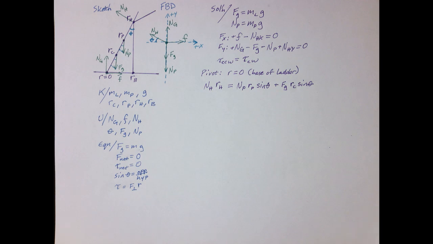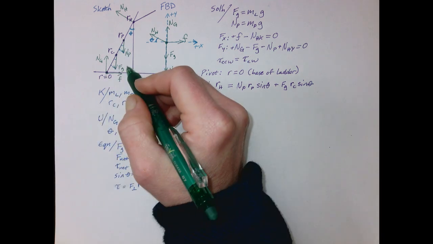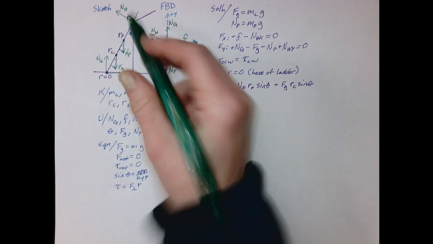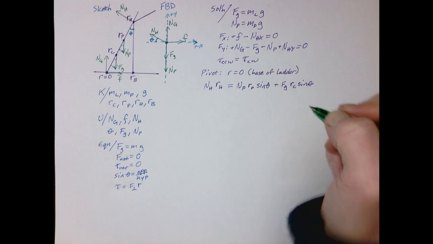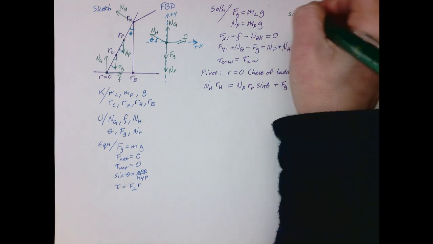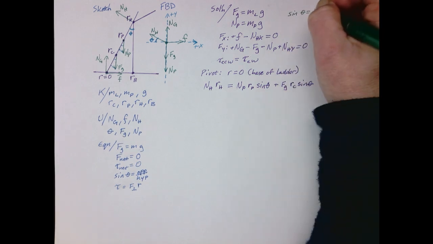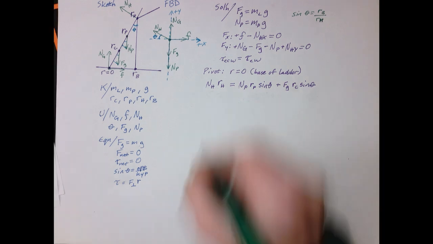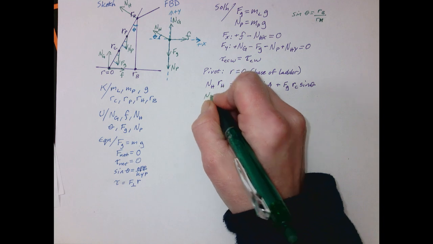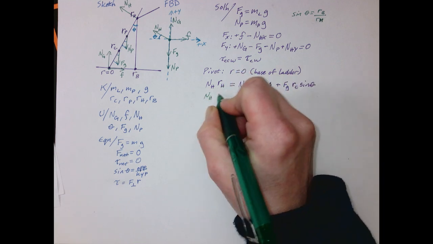In case you don't know where to go from here, I'll go ahead and work through the rest of the symbolic solution. Now we know that sine of theta is equal to the opposite side over the hypotenuse, so that will be r sub b divided by r sub h. So let's write that up here. Sine of theta equals r sub b divided by r sub h. Now we can rewrite this expression in terms of quantities that we know. We still don't know n sub h. We'll leave that as that.